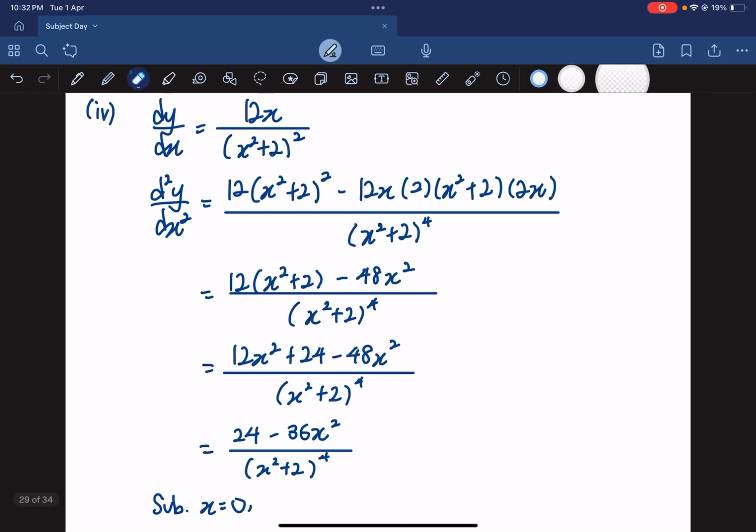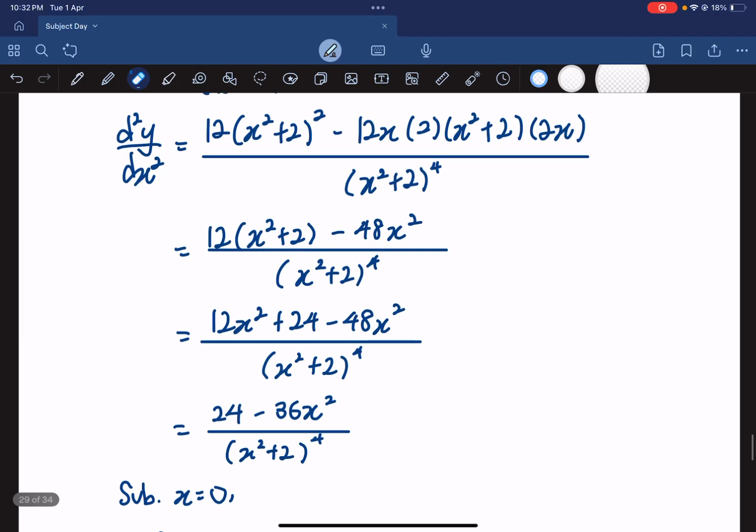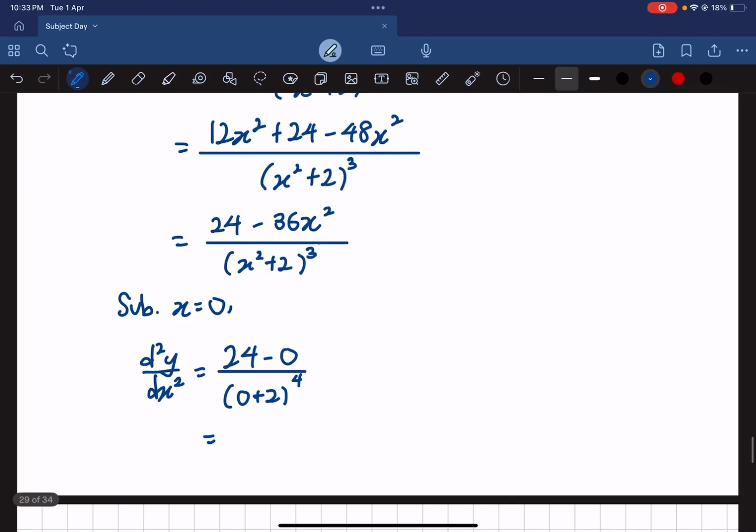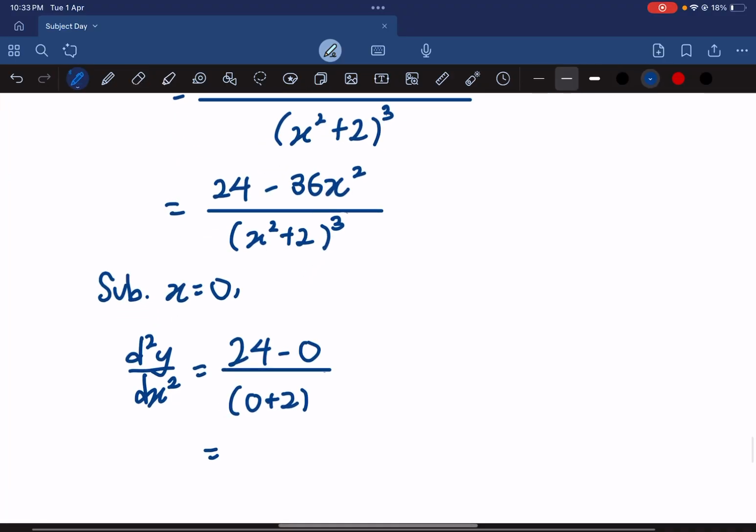Oh yes, this one here should be, I cancelled out the x squared plus 2, so this one should be power 3. Sorry for this error. This part here should be power 3. Okay, so over here, this should be 2 the whole thing power 3. 24 divided by 8 should be equal to 3. And this is greater than 0.